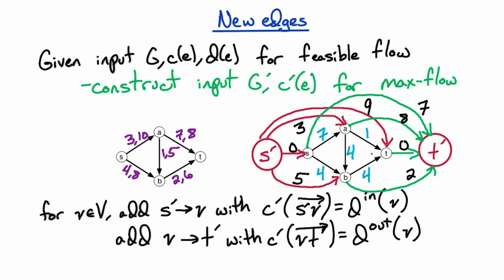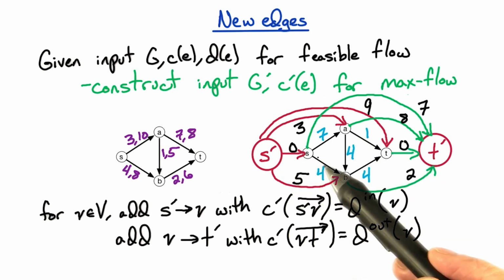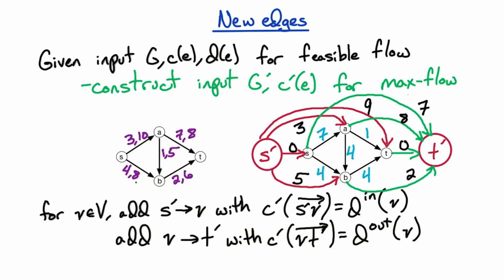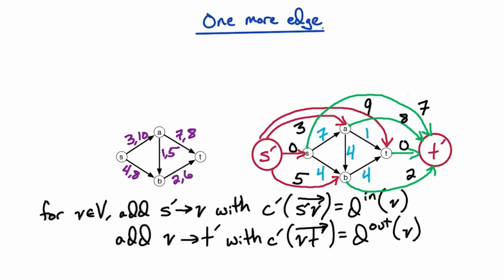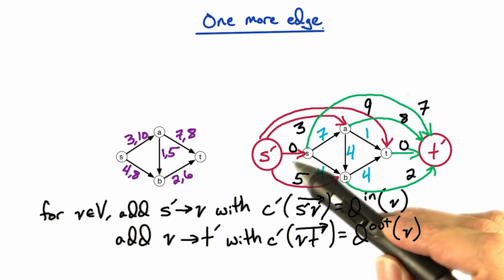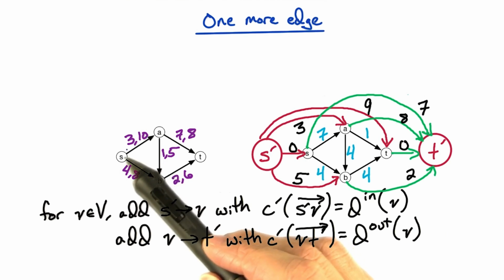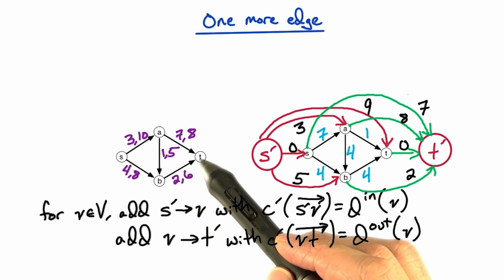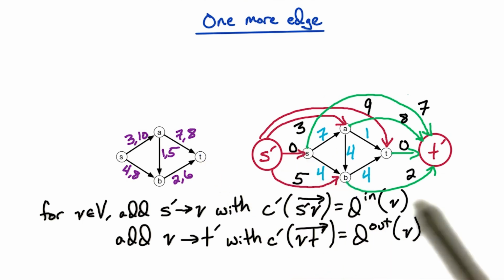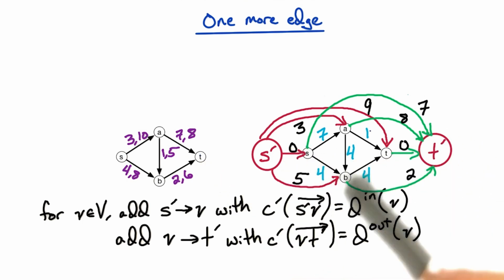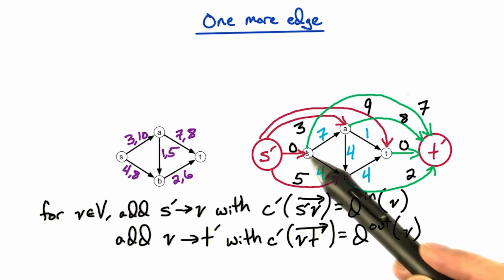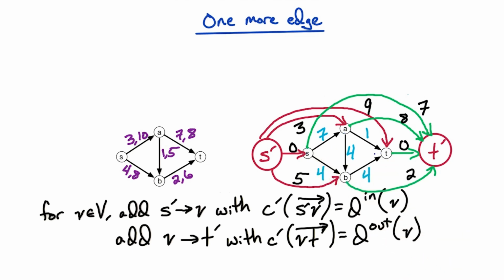Now we have to discuss how a solution to this max flow instance corresponds to a solution to the feasible flow problem. Now there's one additional edge that I almost forgot to mention in this graph G prime that we're constructing. Now notice in the original graph, S is the start vertex and T is the end vertex. In this new graph, S and T are internal vertices. So the flow in has to equal the flow out for both of these vertices.